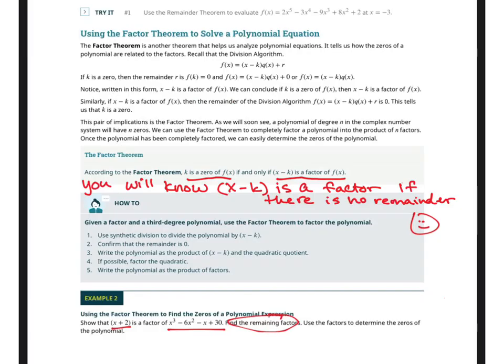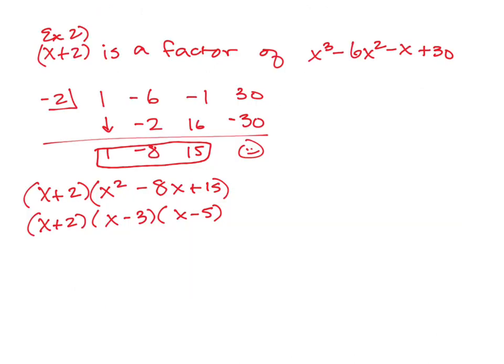Then it says, use the factors to determine the zeros of the polynomial. So where would my zeros be? Negative 2, 3. Perfect. X equals negative 2, x equals 3, x equals 5.